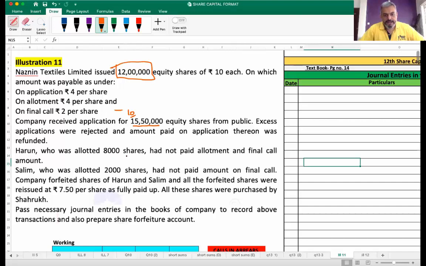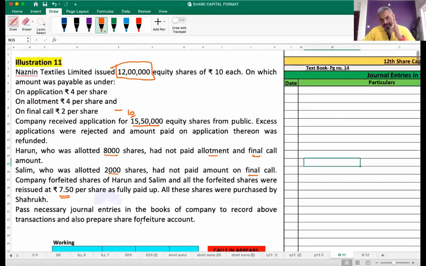Harun, who was allotted 800 shares, had not paid allotment and final call. Salim, who was allotted 2000 shares, had not paid the amount on final call. The company forfeited the shares of Harun and Salim, and all forfeited shares were reissued at 7.5 per share as fully paid up. All these shares were purchased by Shahrukh. Pass necessary journal entries in the books of the company to record the above transactions and also prepare the share forfeiture account. Right now we will do only the journal entry part.